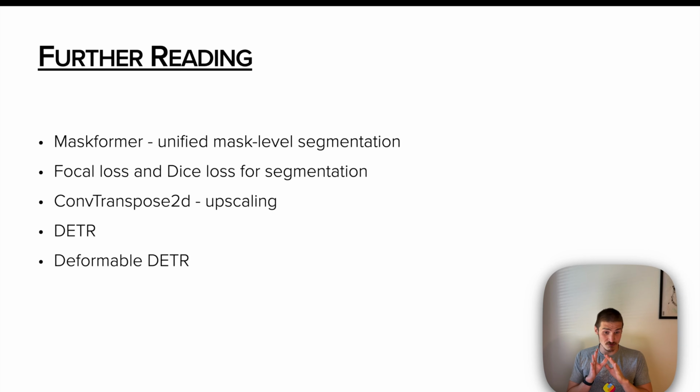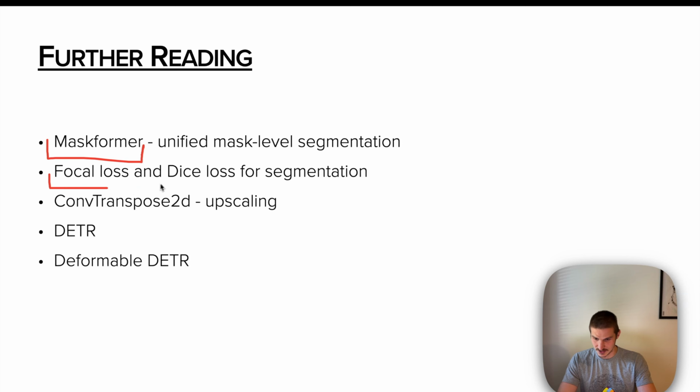So I'm just going to leave the further reading links, and I'm hoping to do videos about that as well. One thing to read about this mask level segmentation versus per pixel segmentation is MaskFormer, which is mask segmentation with transformers, which talks a lot about both approaches, about pros and cons of them, and where we get this sort of mask level segmentation.